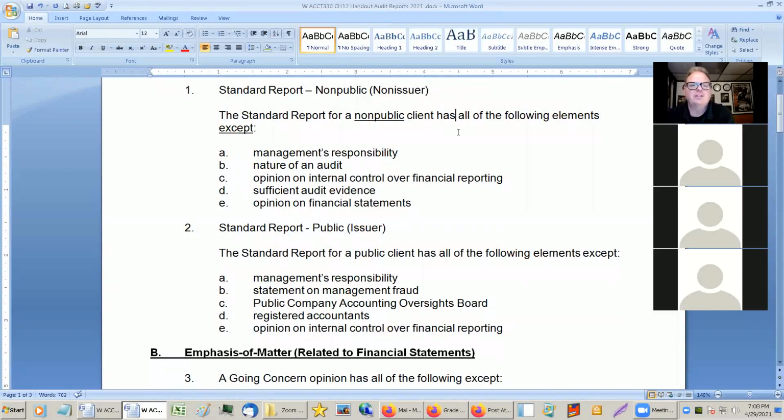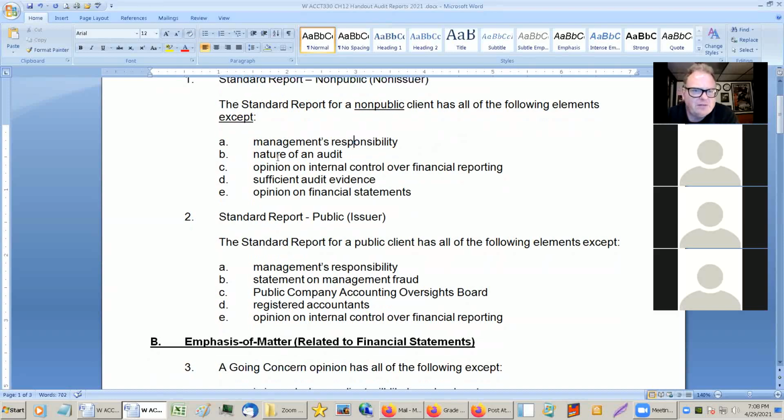You want to throw a guess out there? Management responsibility? They actually will have that. The one they won't have is the internal control one. They'll mention internal control. They'll say, we take into account internal control. However, they do not issue an opinion on it. Now, for publicly traded ones, they do. So PCAOB, they'll issue an opinion on internal controls. But for non-public, they don't.